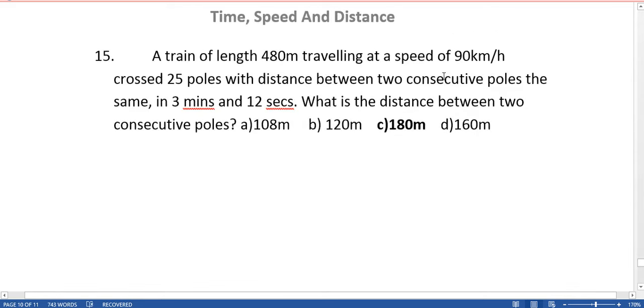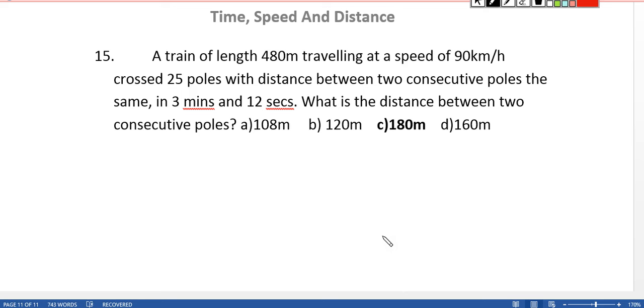So let's go to question number 15. A train of length 480 meter traveling at a speed of 90 km per hour crossed 25 poles with the distance between two consecutive poles the same in 3 minutes and 12 seconds. So what is the distance between two consecutive poles?